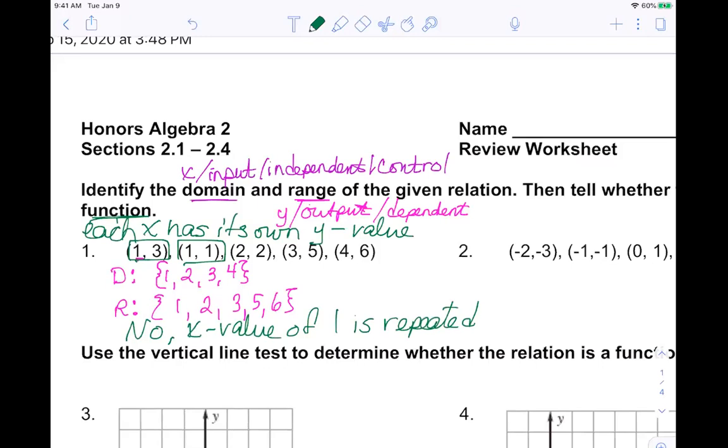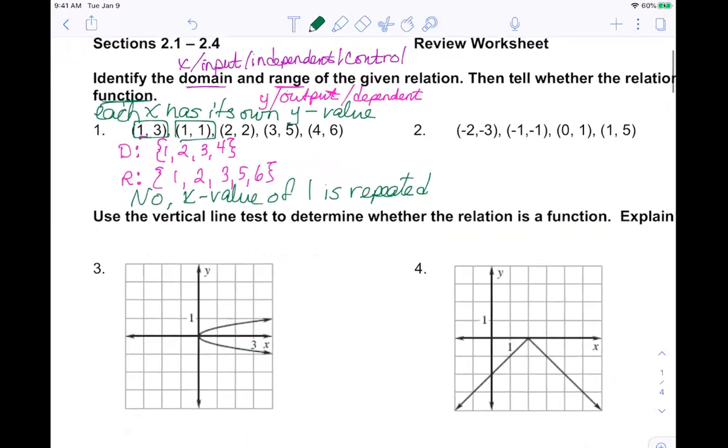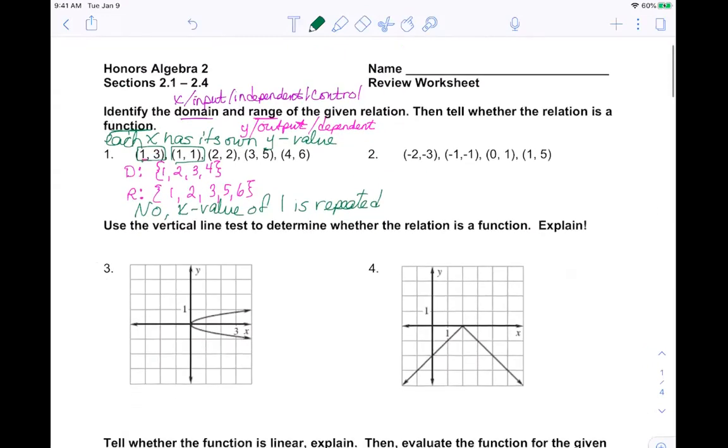So domain, range, function. 3 and 4 ask you to use the vertical line test. Remember, that's just drawing vertical lines and making sure your vertical line passes through your graph once. If it passes through the graph once, it's a function. If it passes through your graph more than once, it's not a function. So the vertical line test, just drawing vertical lines, does it cross through your graph at one point? It's a function. Does it cross through the graph more than one point? Not a function.